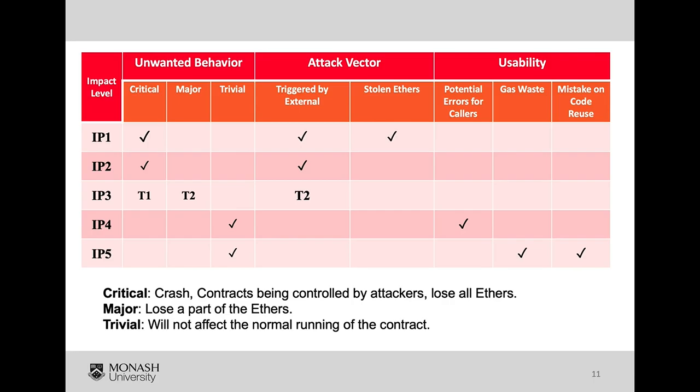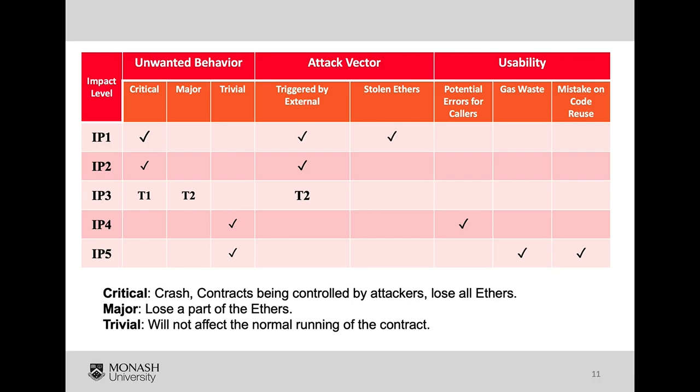Critical represents contract defects which can lead to the contract being controlled by attackers or the loss of all the users. Major represents contract defects which can lead to the loss of a part of the users. Contract defects with trivial severity levels will not affect the normal running of smart contracts. IP1 defects can be used by attackers to steal users' assets, but IP2 defects can't.